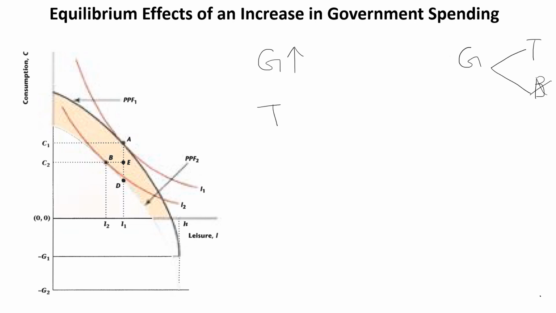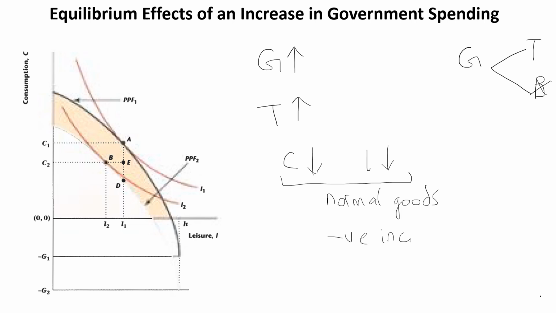So an increase in G must have been accompanied by an increase in T, and whenever taxes increase, we know that the consumer's disposable income is going to fall, which means that there's going to be a negative income effect, which means that both consumption and leisure, which have been presumed to be normal goods in our model, are both going to decrease, right? Because these have been presumed to be normal goods. So that means that there's going to be a negative income effect.